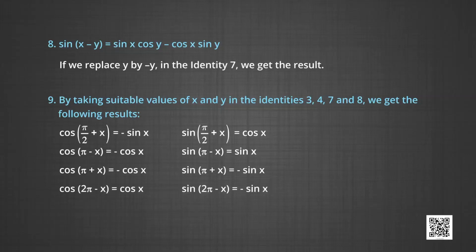Cos of 2 pi minus x is equal to cos x because 2 pi minus x is in the fourth quadrant. Therefore, sin of 2 pi minus x becomes minus sin x. Now, let us solve some examples.